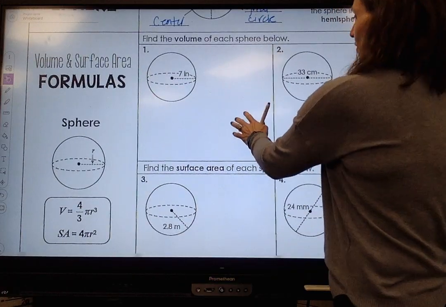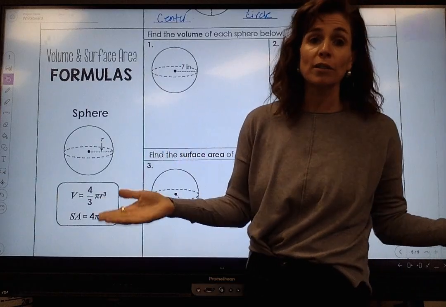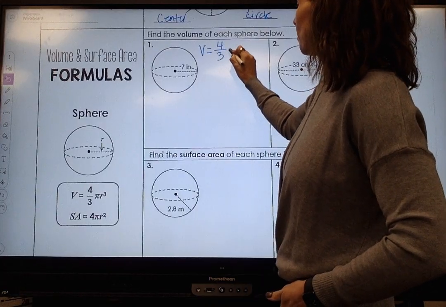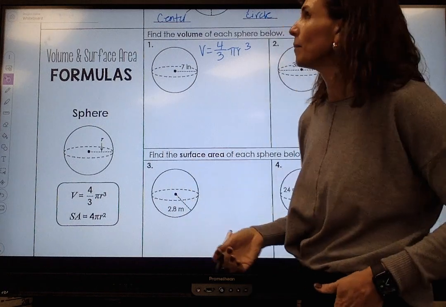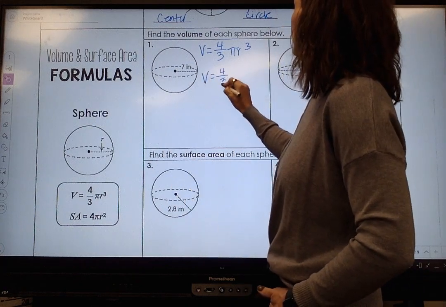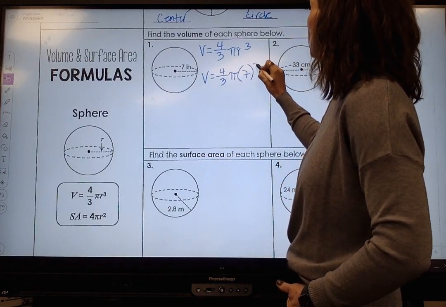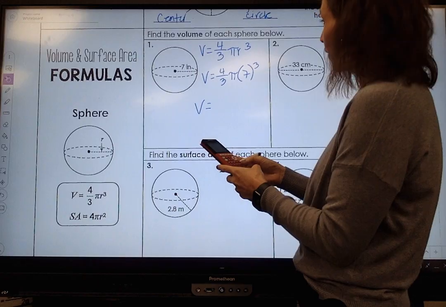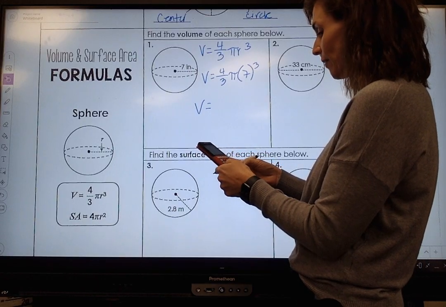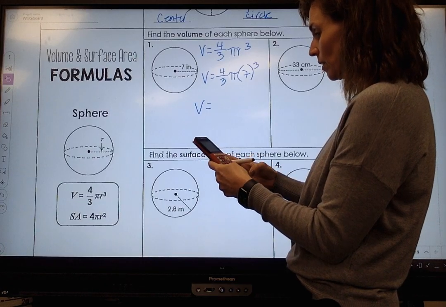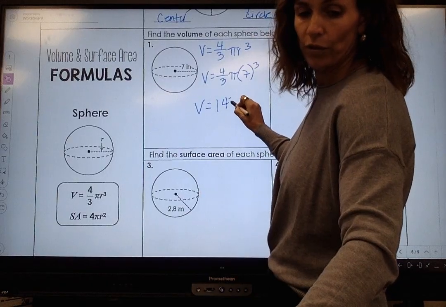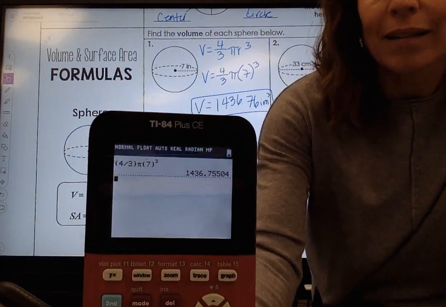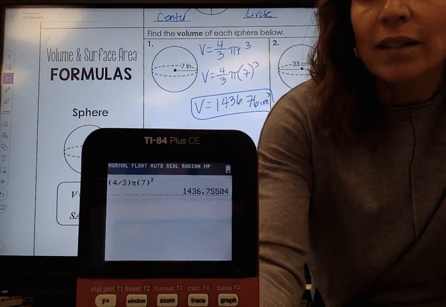Below, you've got these spheres, and there's a formula. You have to memorize the formula to be able to find volume and surface area. So if I want to find the volume, I know the volume is 4/3 pi r cubed. Remember, volume is cubic measurements. My radius is 7, so I get 7 cubed. All I'm going to do is type it into my calculator: open parentheses 4 divided by 3 times pi, open parentheses 7 cubed, and I get 1,436.76 inches cubed. All I did is type that one formula exactly into my calculator: 4/3 pi, 7 to the third power.